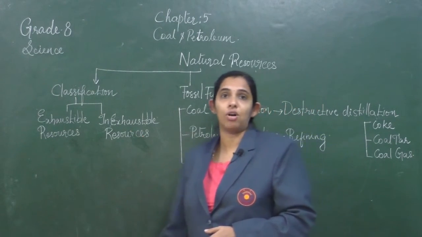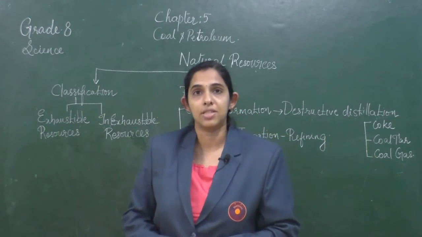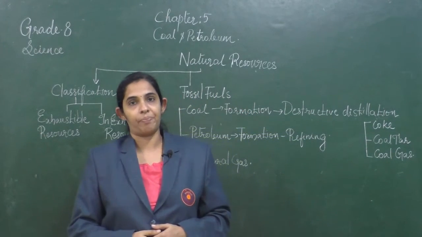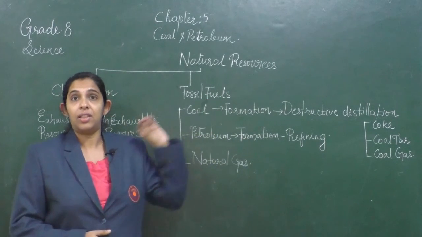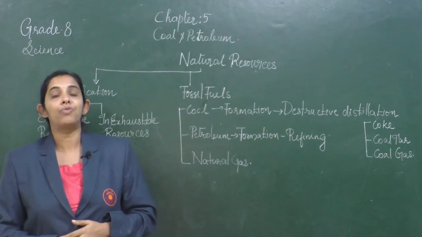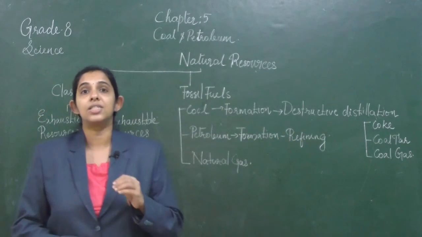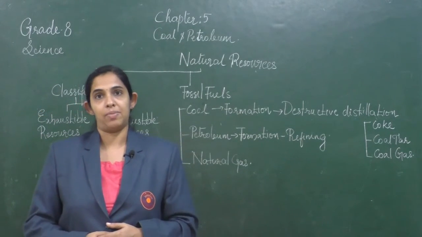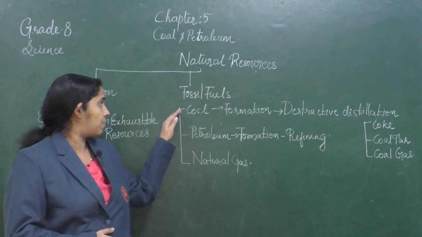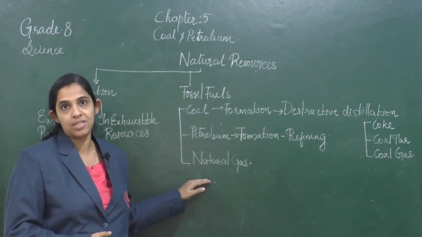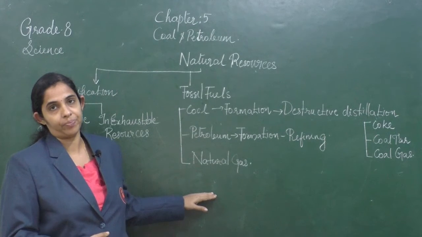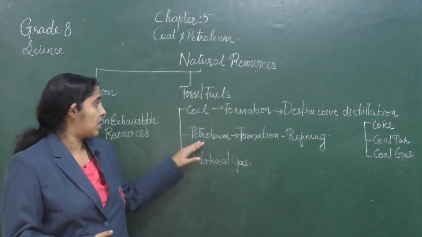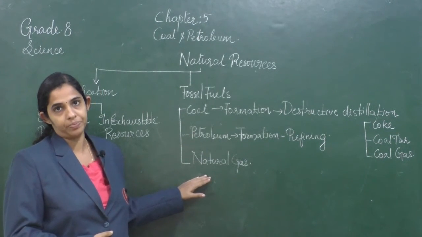In the next section of our chapter, we have discussed fossil fuels. What are fossil fuels? Yes, they are fuels formed from fossils, that is, dead remains of plants and animals. We have discussed mainly three fossil fuels. They are coal, petroleum and natural gas. We will discuss these fossil fuels one by one.